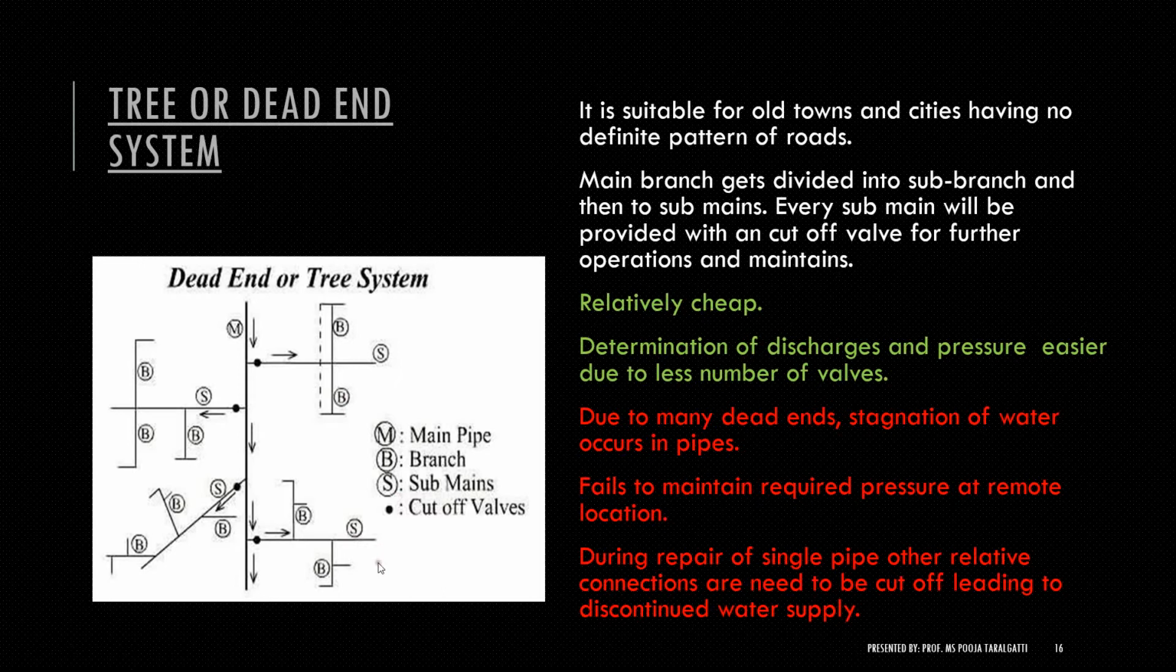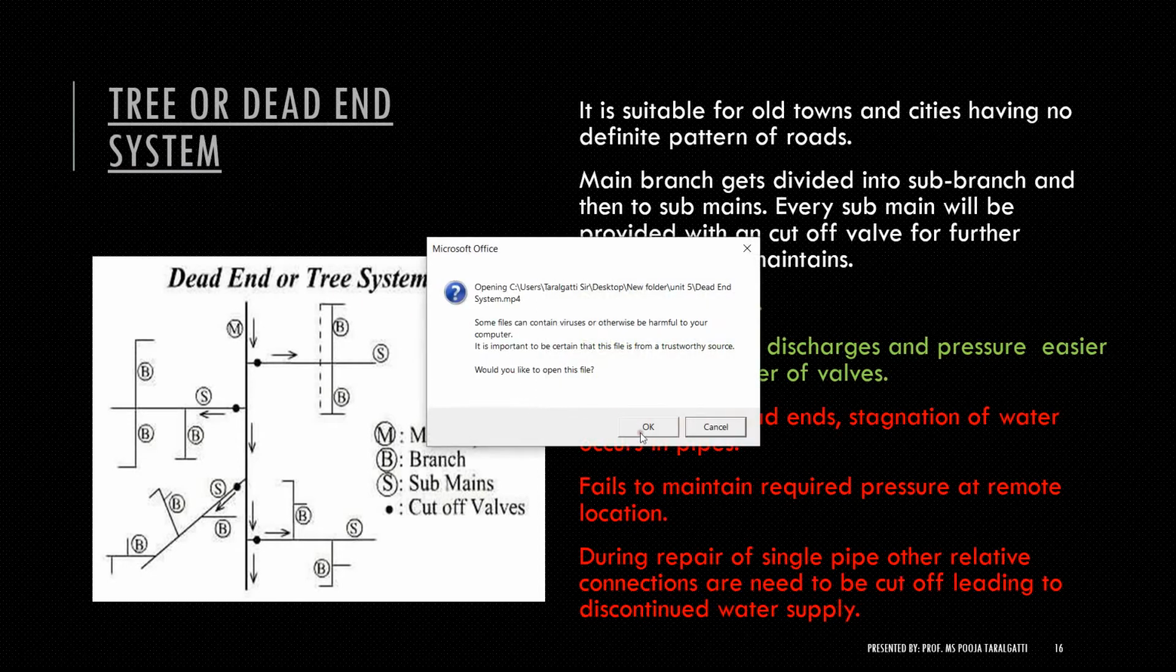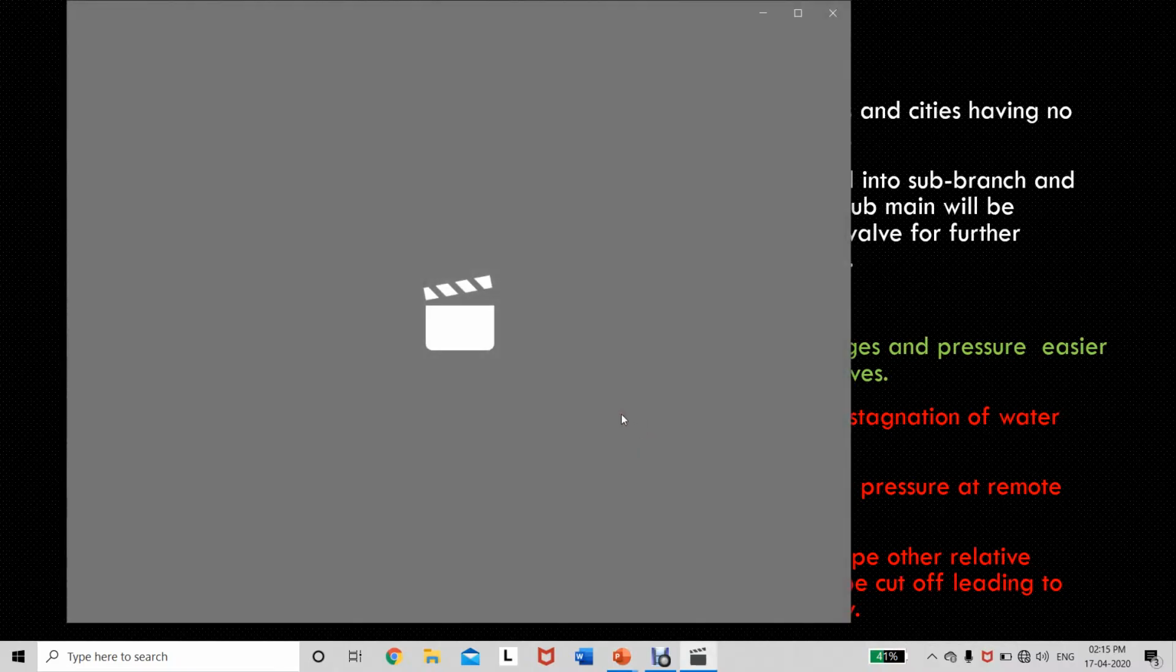Now, the next big disadvantage is that whenever you have a repair of one pipeline in one section, you need to cut off all the distribution of water in the same area. It means for one repair at one location, your whole layout will collapse, and the distribution of water will not be in a proper manner. Let's see one video which helps you understand how your dead end system will work.